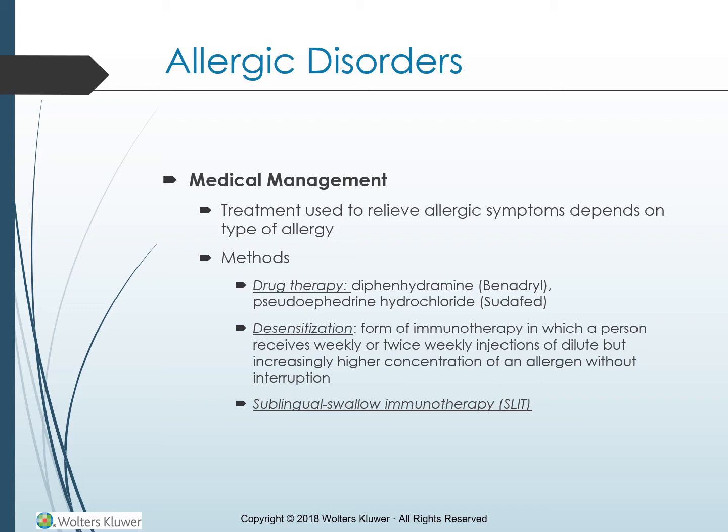Recently, sublingual swallow immunotherapy, called SLIT, has been used for desensitization against allergens that cause allergic rhinitis. When SLIT is used, a self-administered solution or tablet containing grass and pollen allergens is placed under the tongue once a day during allergy season. A caregiver can administer SLIT for those who are too young for self-administration.